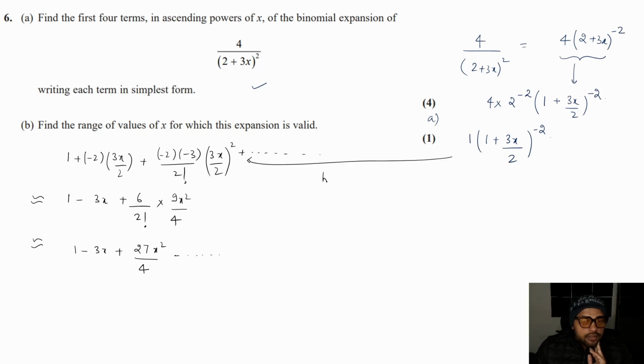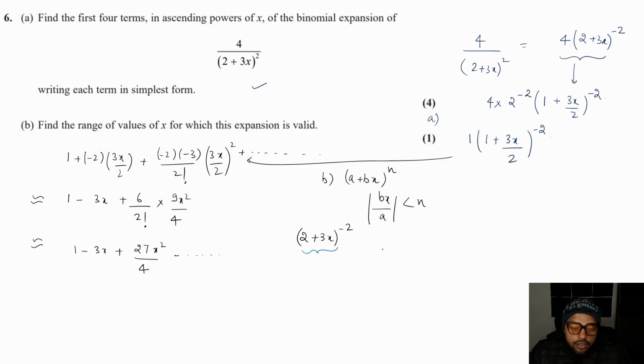For the B part, student, we need the range of values of x for which the expansion is valid. For the expansion of (a plus bx) raised to the power n to be valid, the modulus of bx by a should be less than 1. This is the general criterion, student, for the expression to be valid. Here we can see that 2 plus 3x is in our exponent part, (2 plus 3x) raised to the power negative 2. We're taking a different pen for the B part.